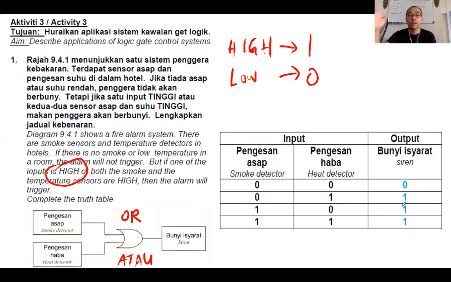If there is really a lot of smoke, which is very unusual, then it will turn on straight away. Okay, that makes sense also. But definitely if there is smoke and heat, it will turn on the siren. So we find that one use of the OR gate is for smoke detector systems.